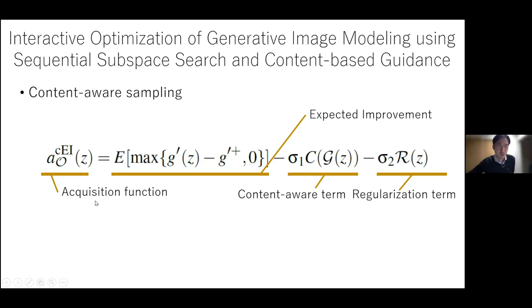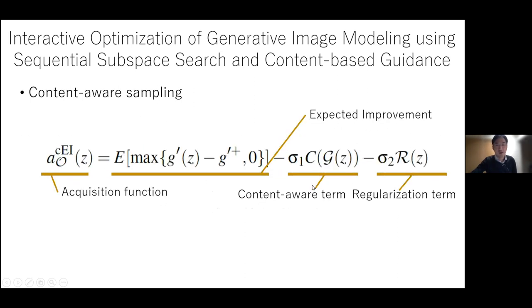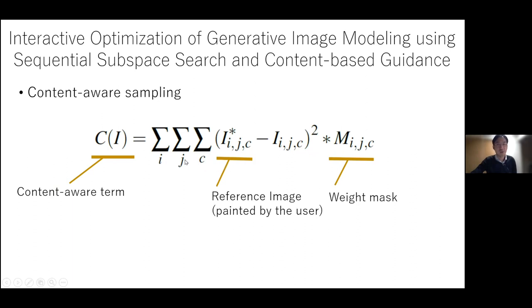So yeah, this is a little bit complicated, but Bayesian optimization tries to find the points that maximize the acquisition function. And the acquisition function is basically this expected improvement, right? Expected improvement means the data point where the system can expect the best increase in the value. And then we add a content-aware term to bias this acquisition function towards what the user expected. And we add some regularization term. And this content-aware term looks like this. It basically goes through the pixels, compares the reference image painted by the user and the current image, and then computes the difference.